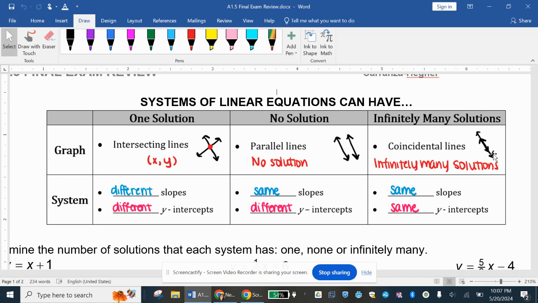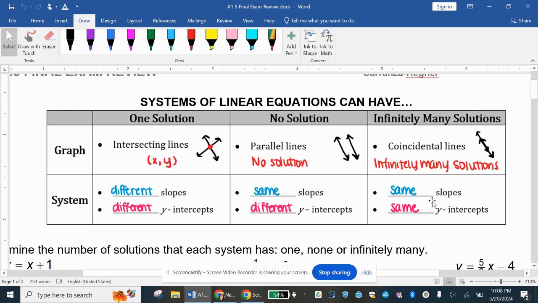Now, when we're actually talking about the system, the equations, in order for them to have one solution, they have to have different slopes and different y-intercepts. In terms of no solution, in order for them to be parallel, they're going to have the same slopes, just different y-intercepts. And then infinitely many solutions happens when everything's the same, same slope and same y-intercept.